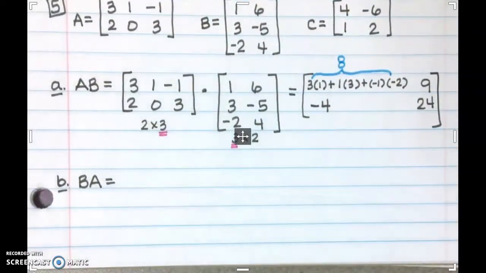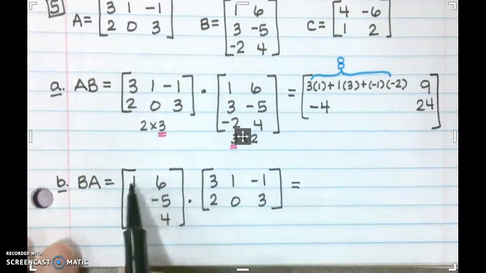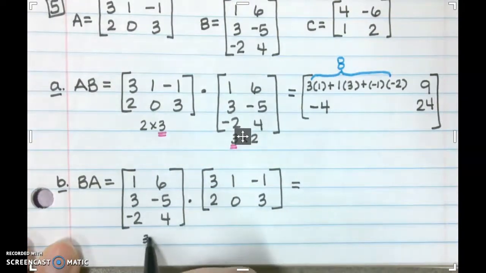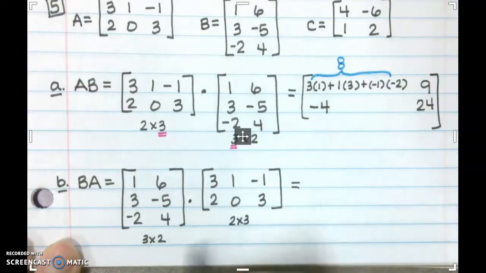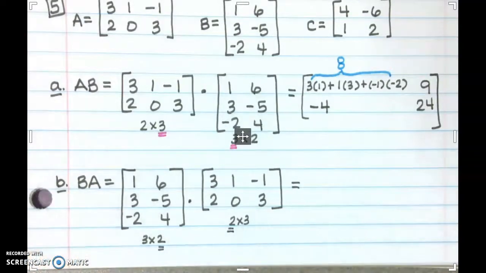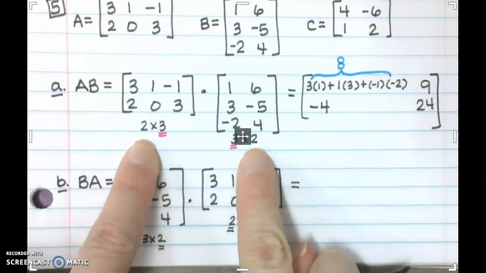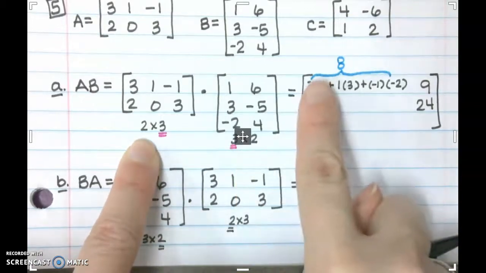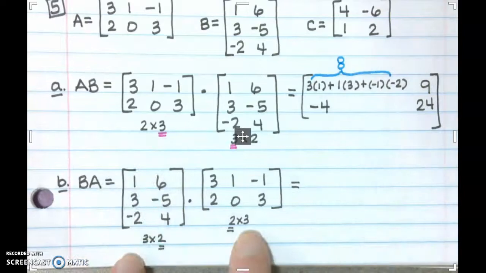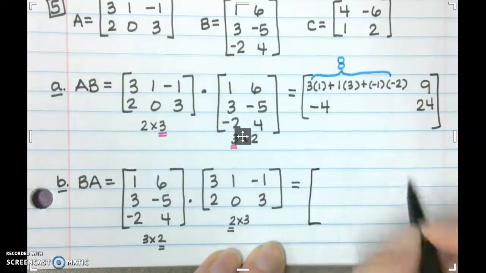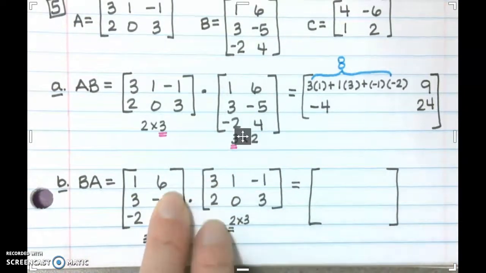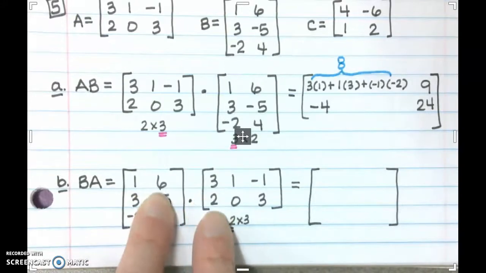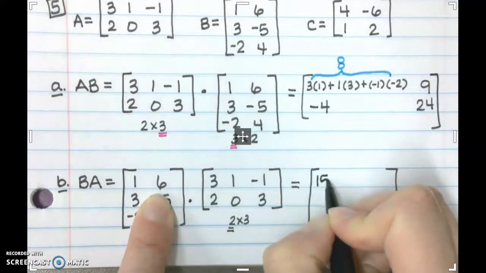Let's try another. So first I'm going to check sizes. 3 rows by 2 columns, and 2 rows by 3 columns. Checking that these inside dimensions are the same. Notice that these outside 2 dimensions, 2 by 2, told me that I was going to have a 2 by 2 product. So here I'm expecting a 3 by 3 product. Okay, so I'm working across the row, down the column. 1 times 3 is 3, plus 6 times 2 is 12. 3 plus 12 gives me 15.